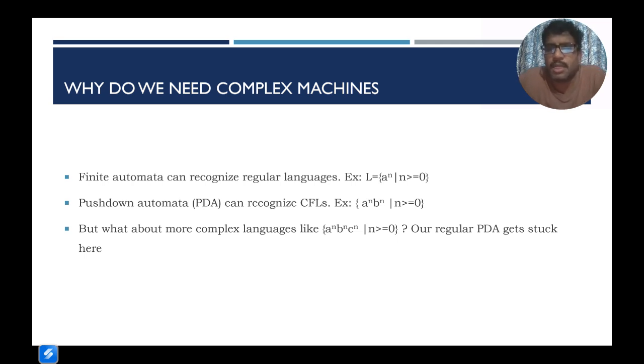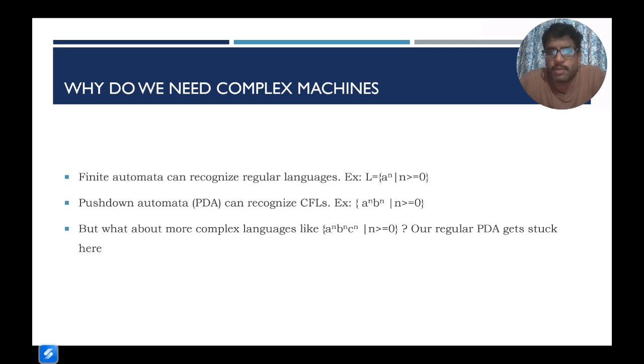If we consider the finite automata, it can recognize only regular languages like L equal to a power n, n greater than or equal to 0. It has some limitations, so to overcome that, they introduced the pushdown automata. The pushdown automata recognizes only context-free languages, like a power n, b power n, n greater than or equal to 0. It also has some limitations.